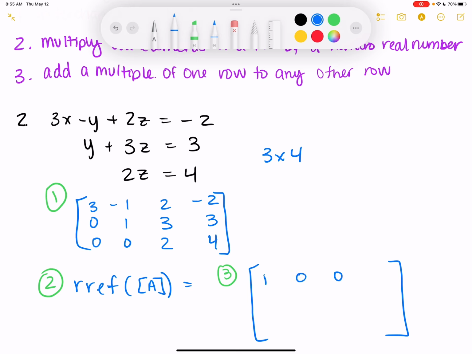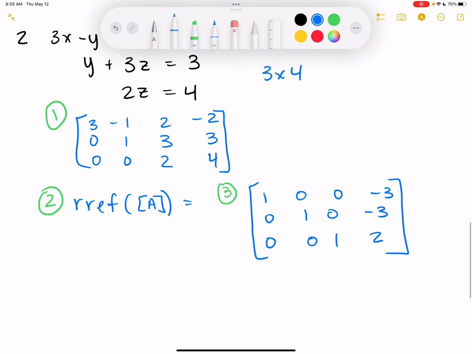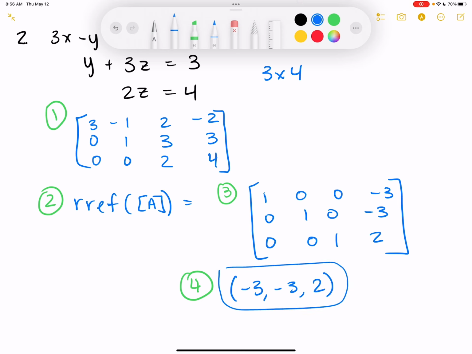1, 0, 0, negative 3. 0, 1, 0, negative 3. 0, 0, 1, 2. So then your solution, because it is a system of equations, we write as an ordered triple. x is equal to negative 3, y equals negative 3, and z equals 2. So our ordered triple is negative 3, negative 3, 2. And that's your answer. Okay, this is easy.